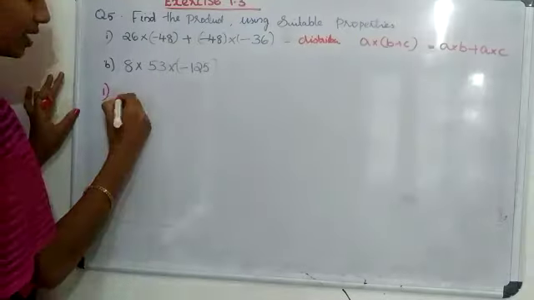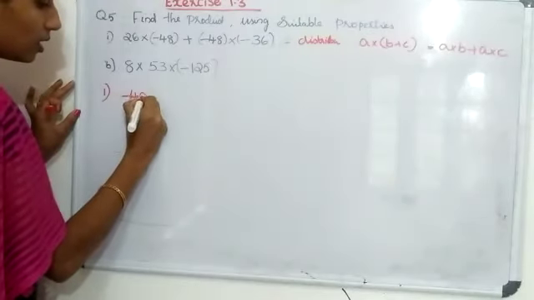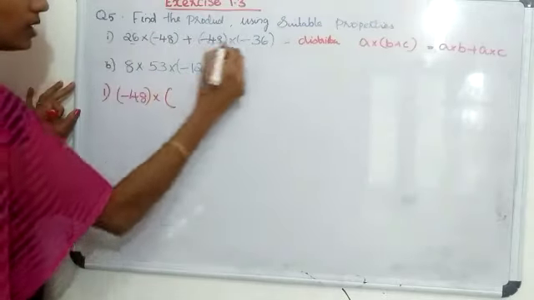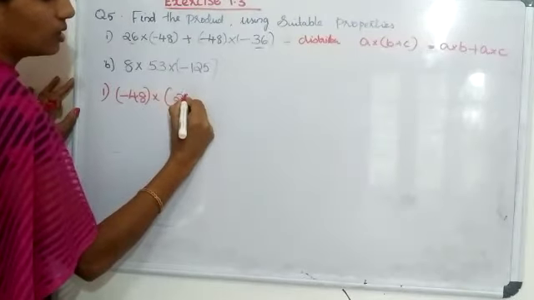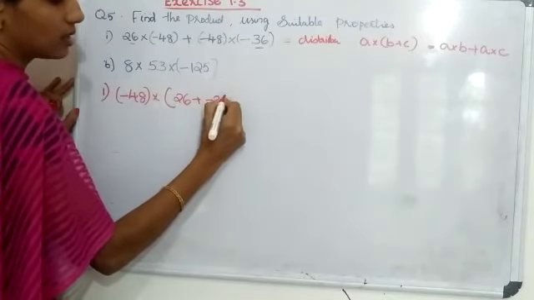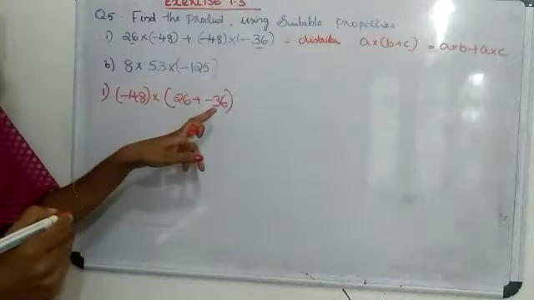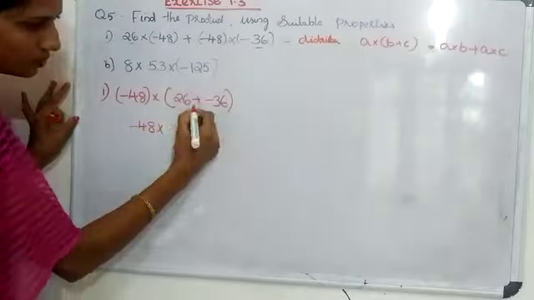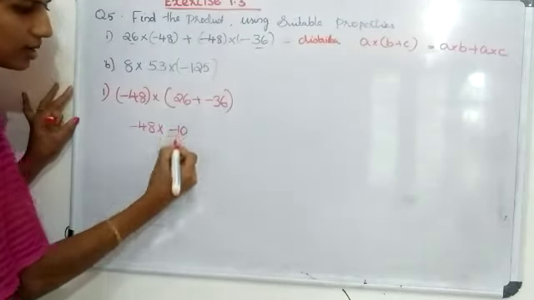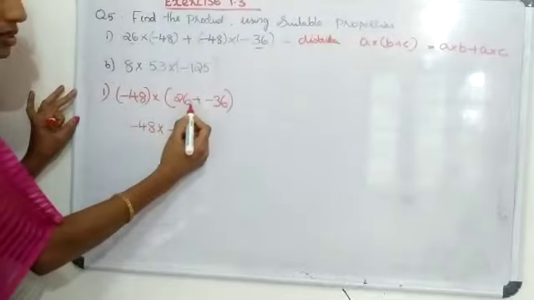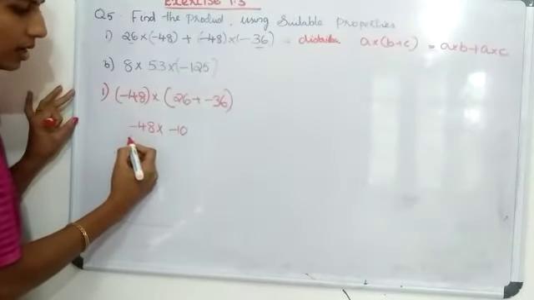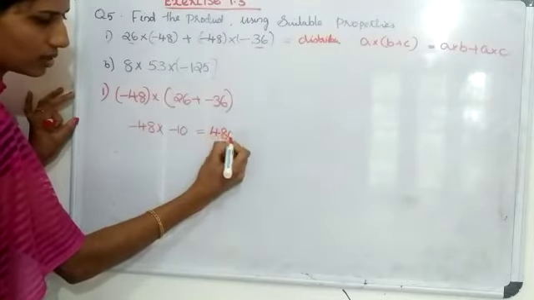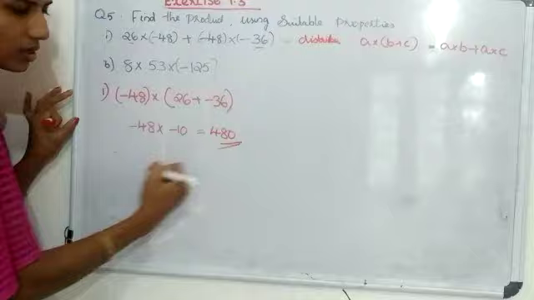So instead of A, we can write minus 48 into, what is B and C? B and C: 26 plus minus 36. What is 26 plus minus 36? That is minus 48 into minus 10. Right, 26 minus 36 is minus 10. Now negative 48 into negative 10 is equal to 480. Negative into negative is positive.